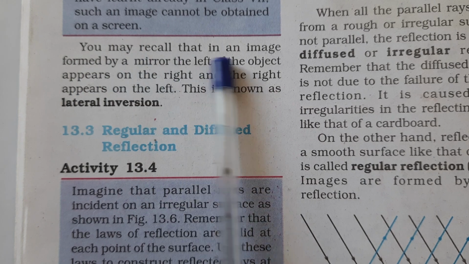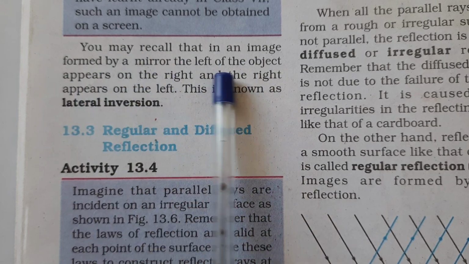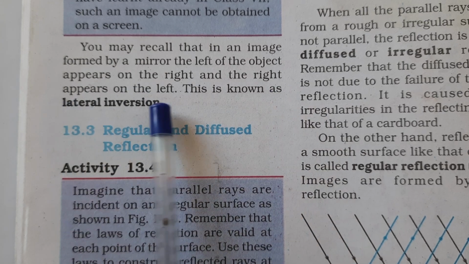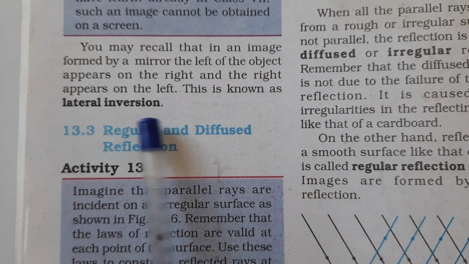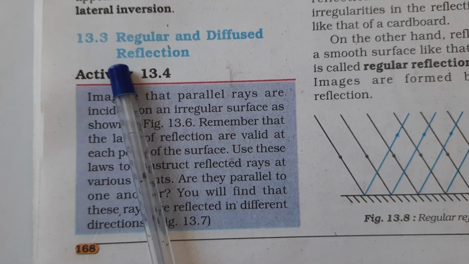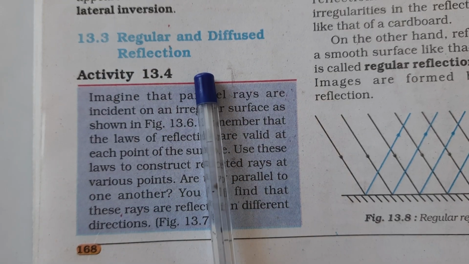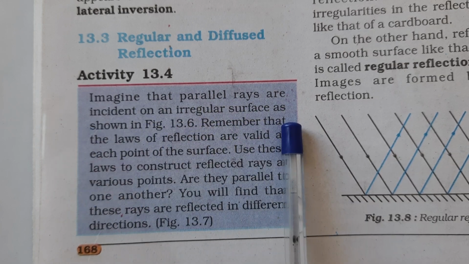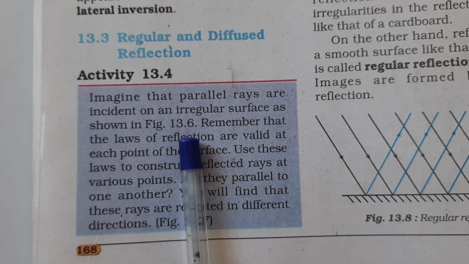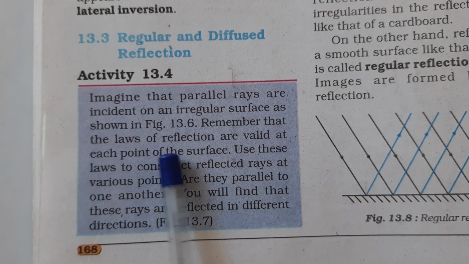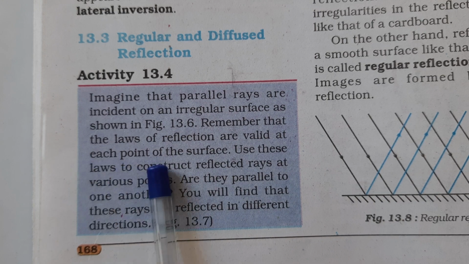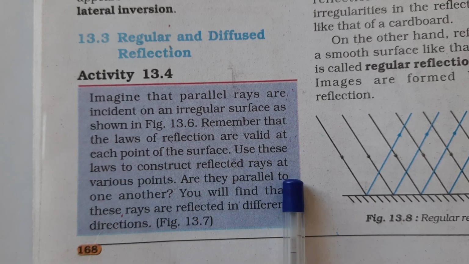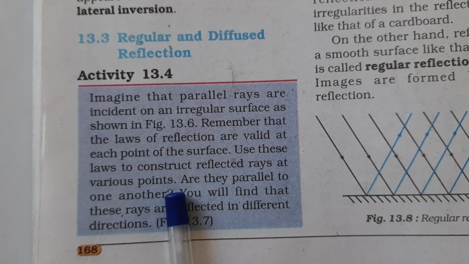You may recall that in an image formed by a mirror, the left of the object appears on the right and the right appears on the left. This is known as lateral inversion. Regular and diffused reflection. Imagine that parallel rays are incident on an irregular surface as shown in figure 13.6. Remember that the laws of reflection are valid at each point of the surface. Use these laws to construct reflected rays at various points.